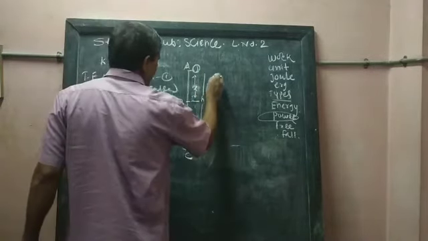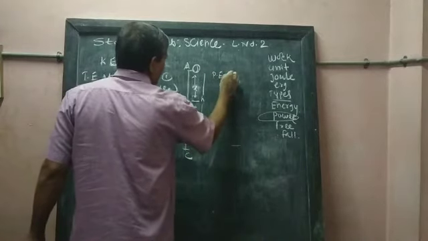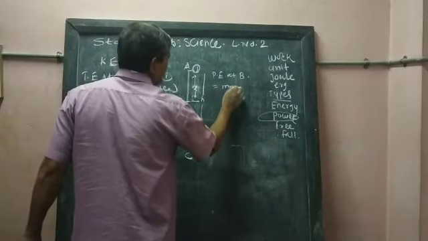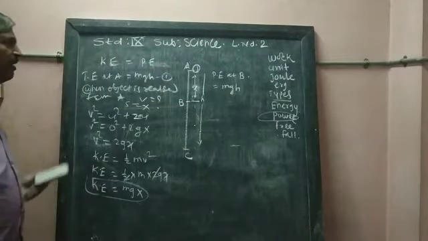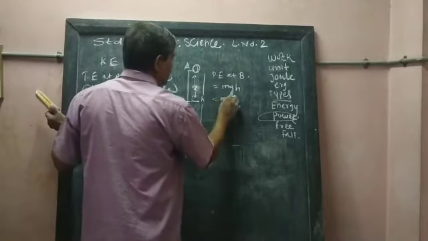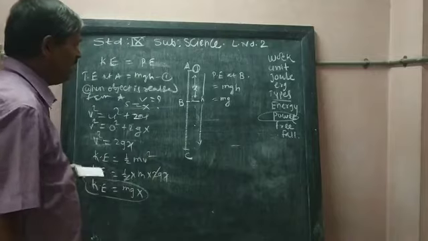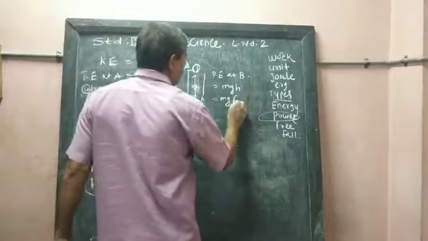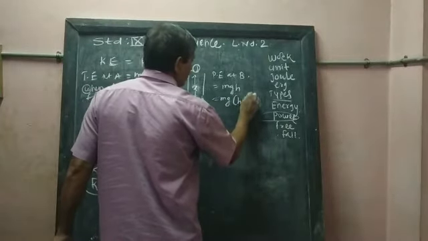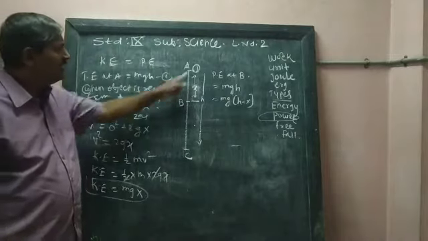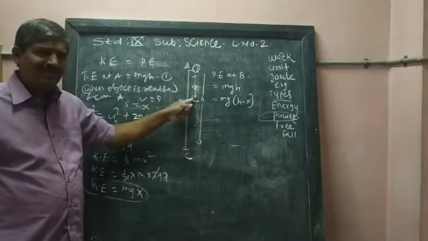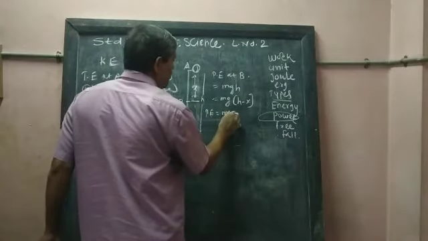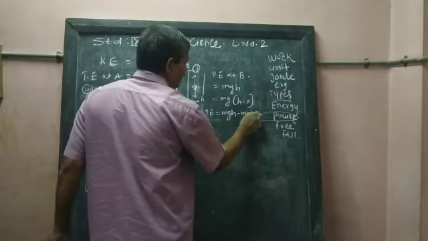Potential energy we have to calculate at B. PE at B. What is the formula? PE is equal to mgh. Then m as it is, g as it is. But what about this distance? h means the displacement that took place. That displacement is the total height h minus x. The total distance is h, and from it x is cancelled, meaning h minus x will come. Therefore, PE is equal to mgh minus mgx.